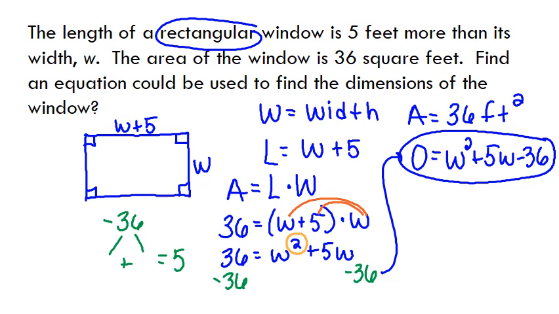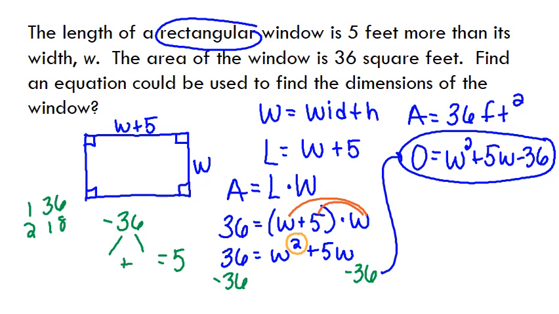So since 36 is negative, one of my numbers has to be negative, and since my sum, 5, is positive, I need the bigger number to be positive. So if I'm going through my list, if I'm not quite sure, I might make a list. So 1 and 36, okay, can't use that.